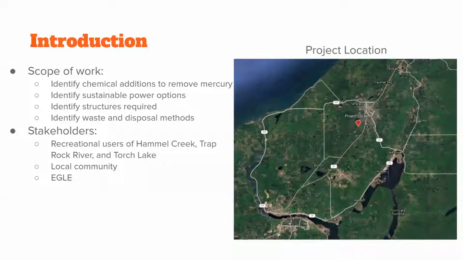The stakeholders for this project will be the river users, Hellhound, Break, Trap Rock, River, and Horse Lake, as Hellhound Creek is a tributary to those bodies of water. Then, of course, the local community, specifically also the township, as it will be affected by the treatment facility, and then, of course, people.